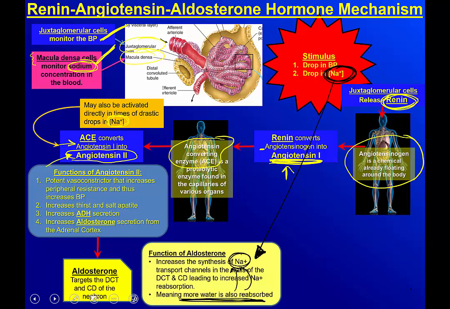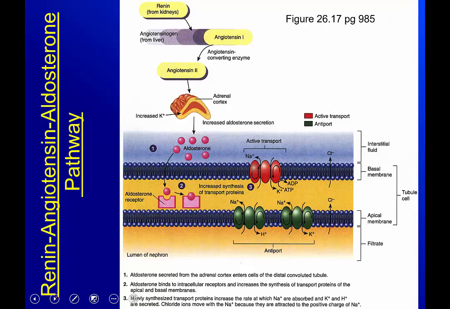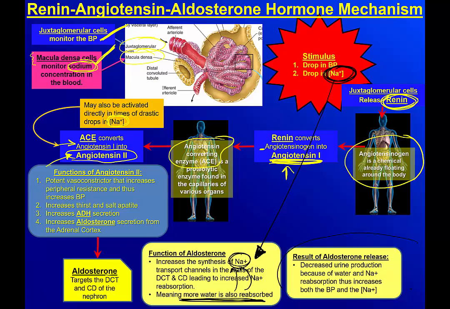So the result of aldosterone release is we decrease the amount of urine we're producing. If I put salt in your mouth, you're going to ask for water. If I start pulling salt out of the urine, the water's going to follow, because of water and sodium reabsorption. Thus, there's an increase in our blood pressure, and there's an increase in the concentration of sodium. What caused this whole thing to happen? A drop in blood pressure and a drop in sodium concentration. This reverses that, which is what we want.